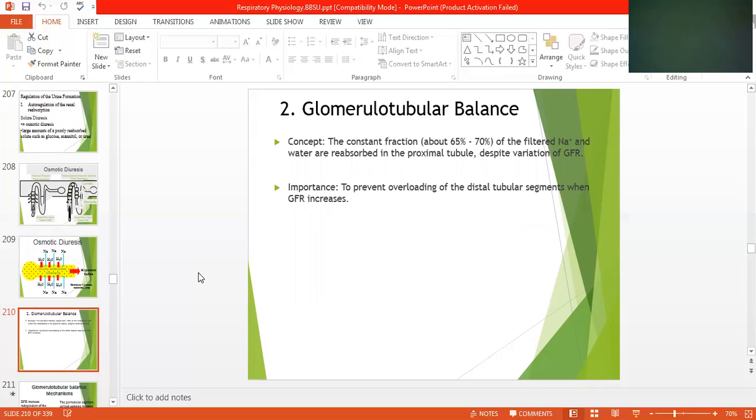It is important to prevent overloading of the distal tubule segment when GFR increases. So this is also prevented when GFR, glomerular filtration rate, is increased. So reabsorption has to be decreased, but the distal tubule decreases. The excretion increases the reabsorption.